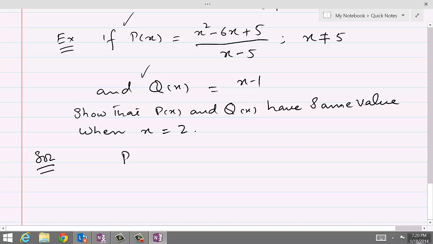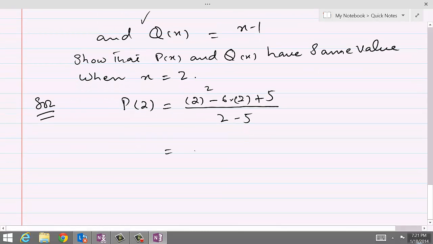If we want to calculate p of 2, we are going to simply replace x with 2. So everything else will stay the same. So instead of x, we're going to say 2 square minus 6, because here 6 is multiplying with x. Therefore 6 times, instead of x, we're going to say 2, plus 5 over 2 minus 5.